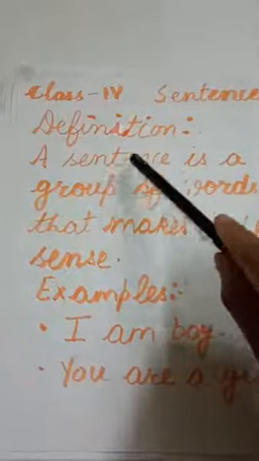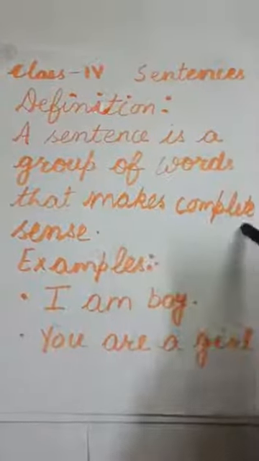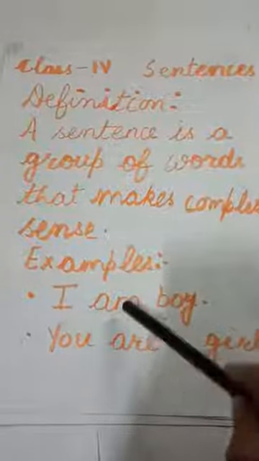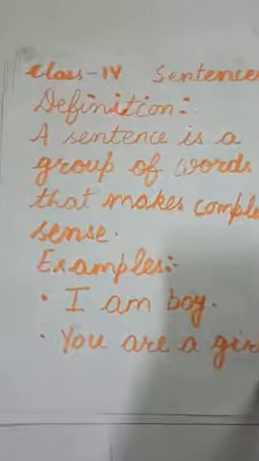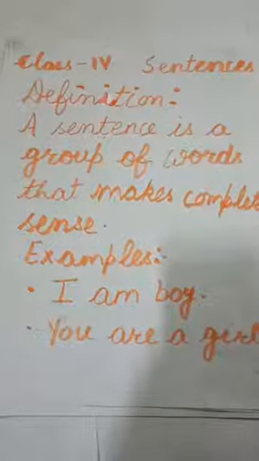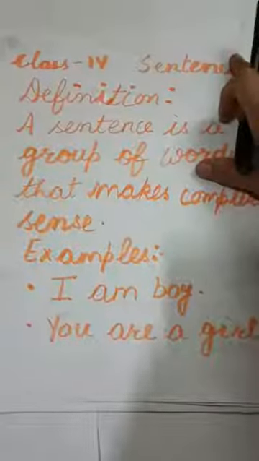Definition: a sentence is a group of words that makes complete sense. Example: I am a boy, you are a girl. So the definition of the sentence is: a sentence is a group of words that makes complete sense.